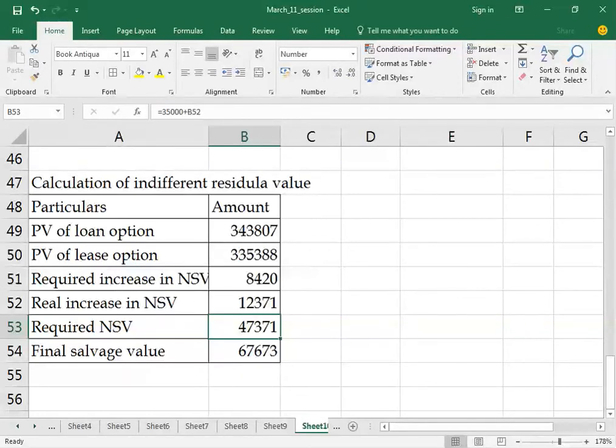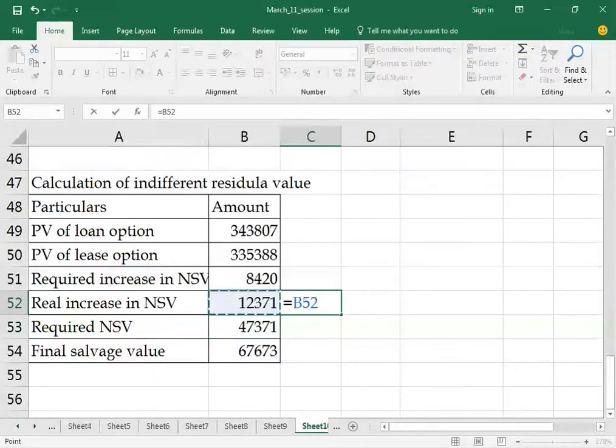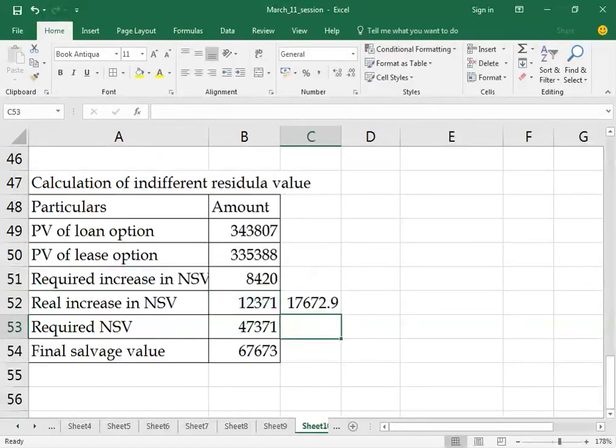Interest on investment. NSV divided by 70%, or this real increase, you divide this by 70%: 50,000 plus this amount. At an NSV level you want an increase of 12,371. At a gross level, I have to take the salvage value. So at an NSV level I need an increase of 12,371. At a salvage value level I need an increase of 17,672, which is 12,371 divided by 70%. At an NSV level the increase is only 12,371. At a salvage value level you will need an increase of 17,673.